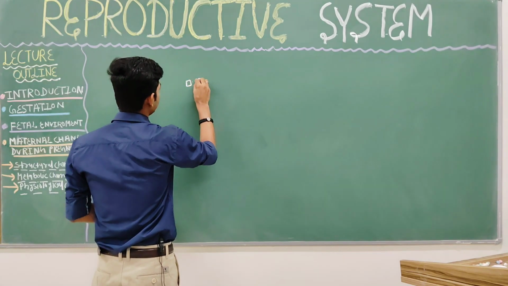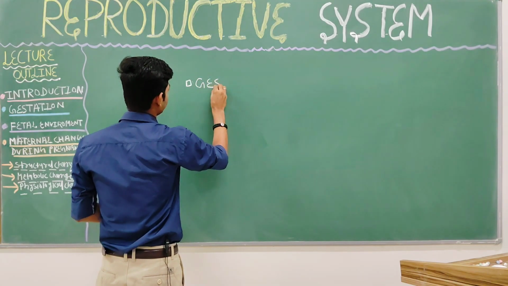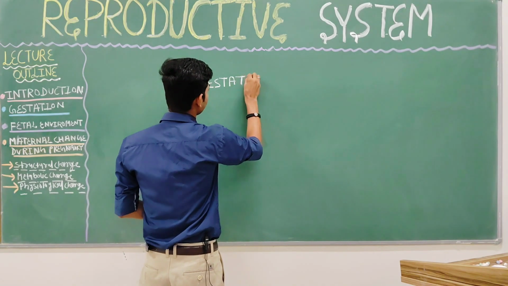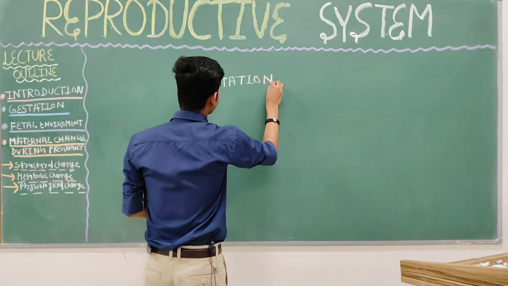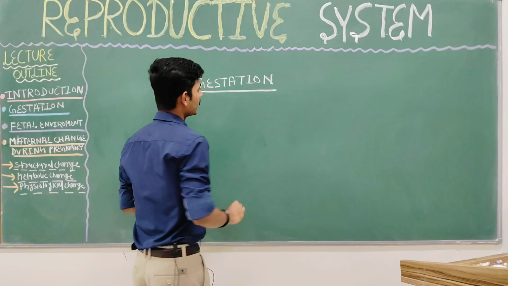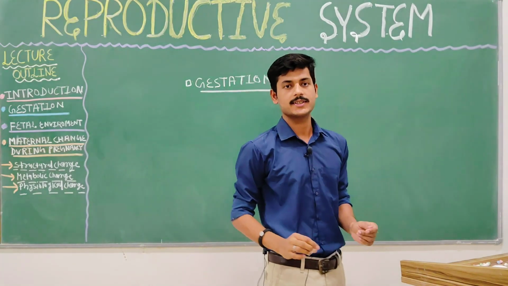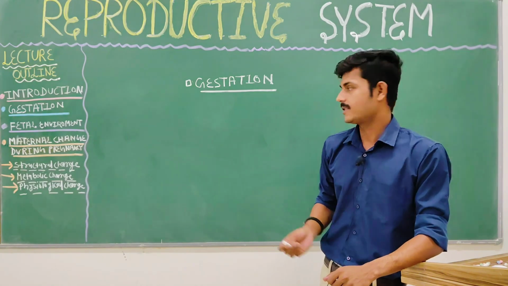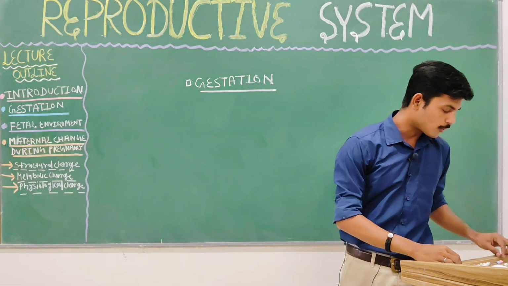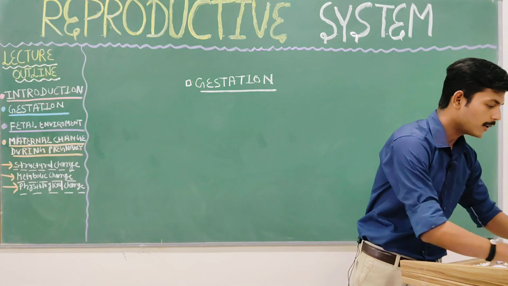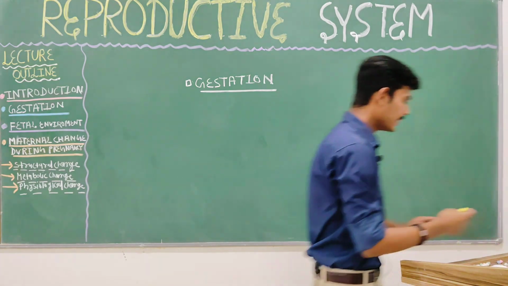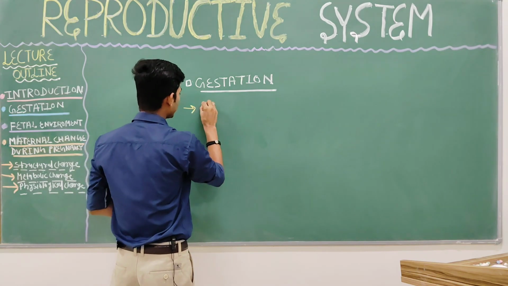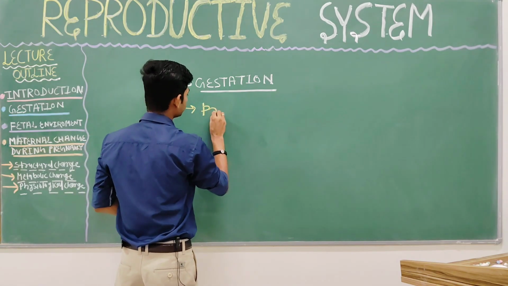about gestation. See, gestation is a time period. Gestation is the time period, or it refers to the time period of pregnancy. So gestation is also called pregnancy. Write it down. Gestation is also called pregnancy.